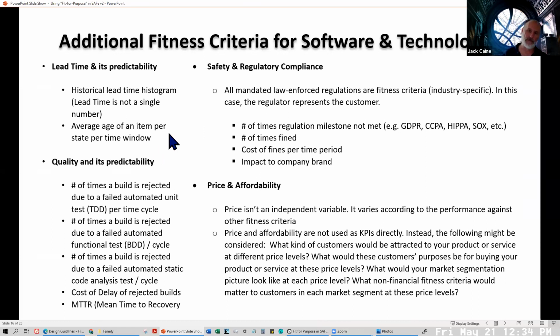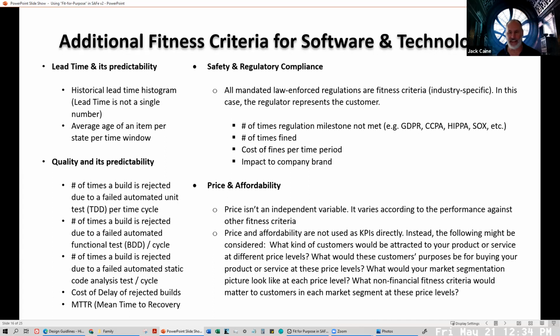Now, there are a couple of things on safety and regulatory compliance. All mandated law enforcement regulations are fitness criteria because it's industry specific. In this case, the regulator represents the customer. So the number of times the regulation milestone not met, number of times fined, costs of fines, et cetera, et cetera. Now, pricing and affordability is kind of a strange thing.